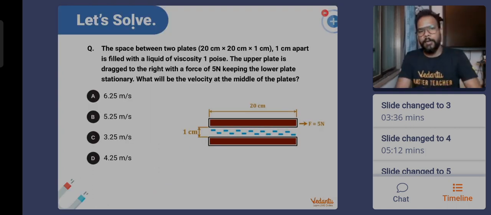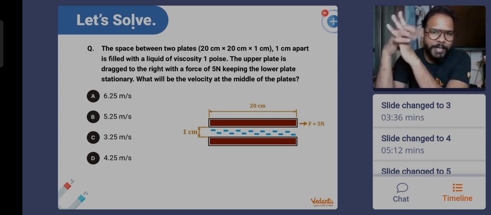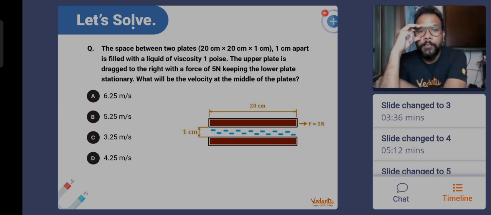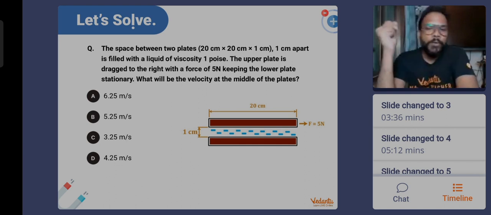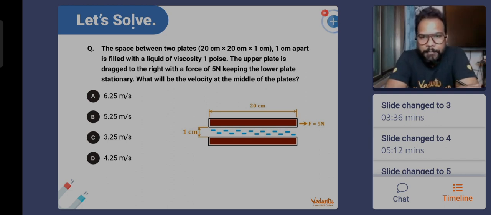So this question says that the area of the two plates is given as 20 by 20, and the gap between the two plates is 1 centimeter. They are filled with a liquid of viscosity 1 Poise, so the CGS value is given. The upper plate is dragged to the right with a force of 5 Newton, so definitely the topmost layer of the liquid is also going to move with the same force. Keeping the lower plate stationary, you are creating a velocity gradient. So what will be the velocity at the middle of the plate?